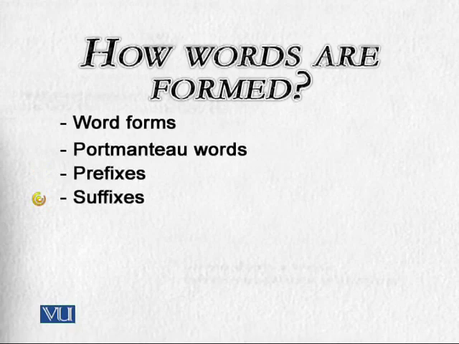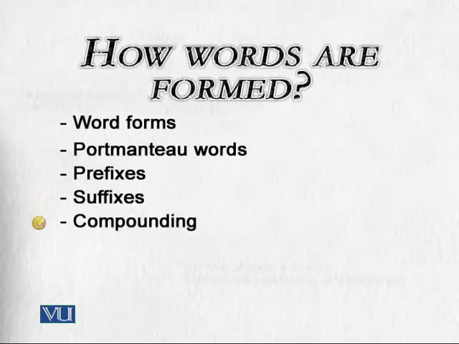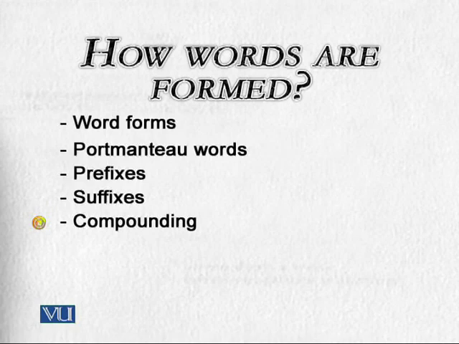And then exactly the same way, there are suffixes. Suffixes means the same way, a group of alphabets you can put at the end of words, and you can make more words. And the last one is compounding. Compounding means two words put together, making a new item. So these are five ways of word formation. Let's discuss these one by one.